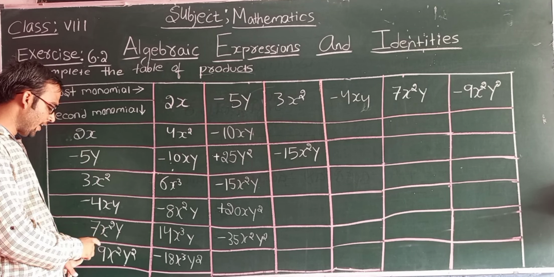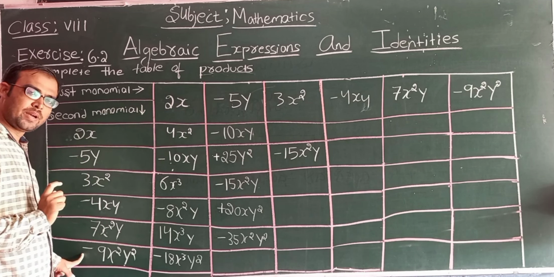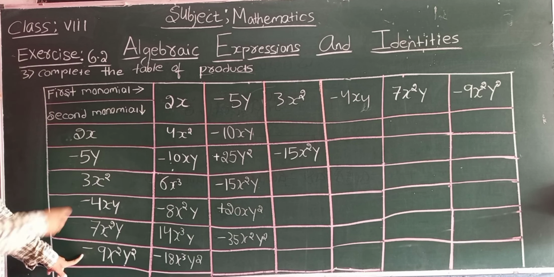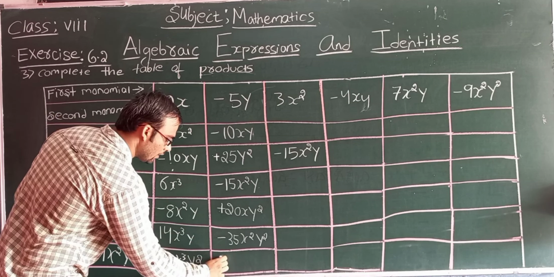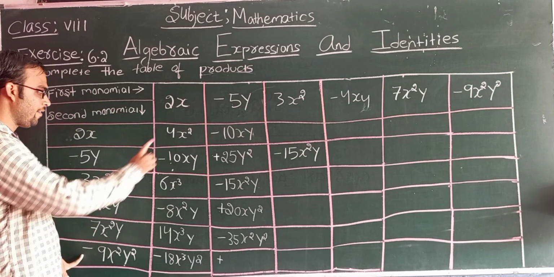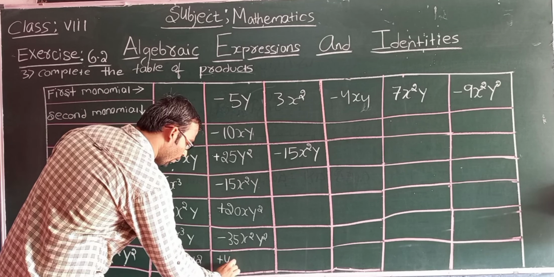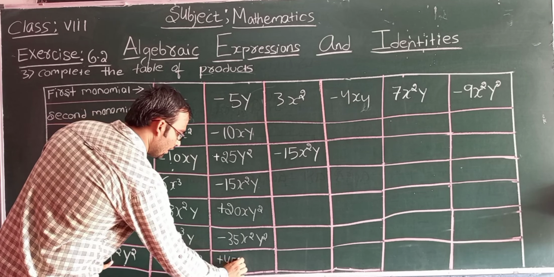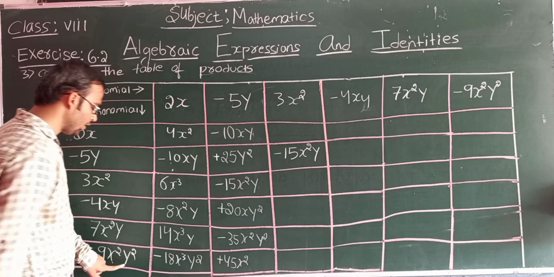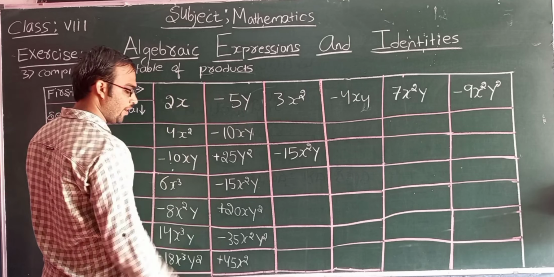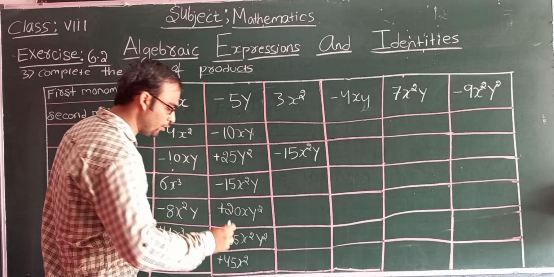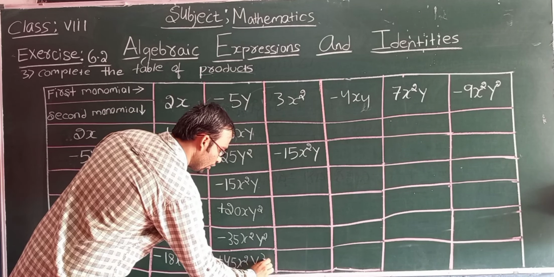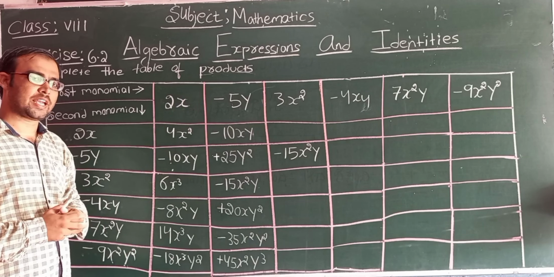Okay, that is minus 9x square y square with the minus 5y. Now minus into minus will be plus. 9 5s are 45. X square is there, so write x square. Here y square is there, here only y is there. So y square into y will be y to the power 3, that is y cube. Okay, so here we have completed the second column.